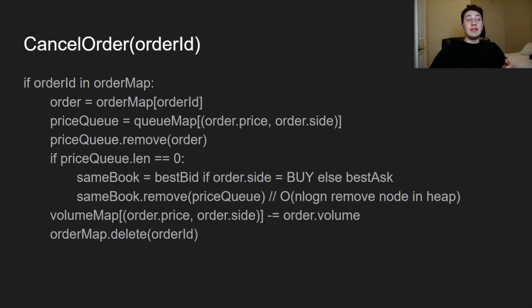This is going to be that log n removal. I keep writing n log n, but that is a typo. And then finally, we can remove the volume of this order from the volume map corresponding to it, and also delete the order from the order map as well. So again, we're just subtracting the volume and deleting the order from the order map. Simple enough. We're basically just undoing everything that we did when adding an order.